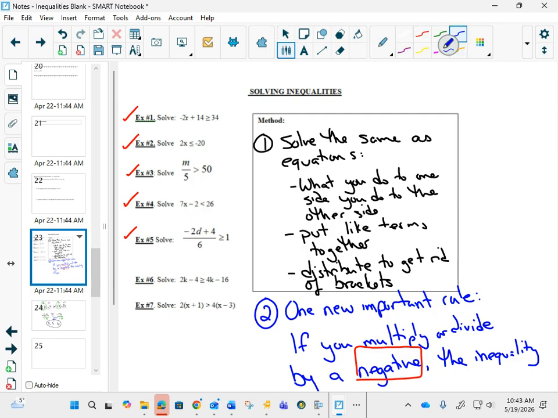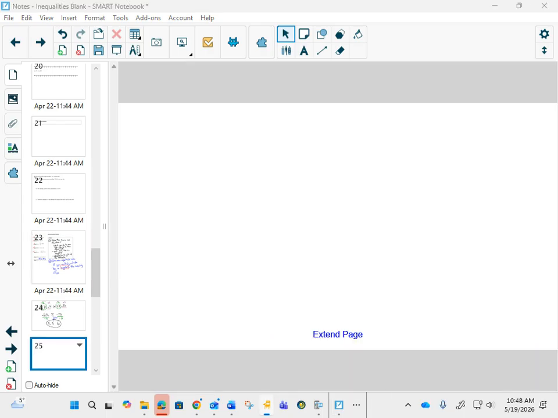If you have brackets, just like equations, you're going to draw these little arrows, and distribute 2 times the x and 2 times the plus 1, 4 times the x and 4 times the -3. You got the same answer, but only half the marks. Why? Because it didn't show your work.